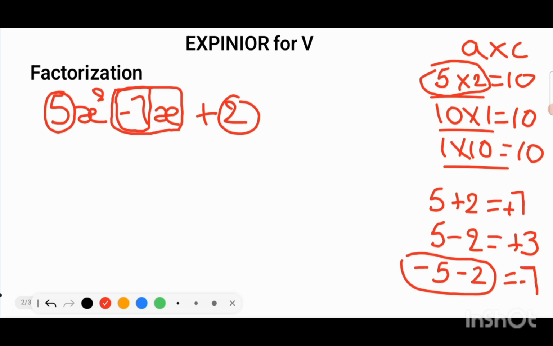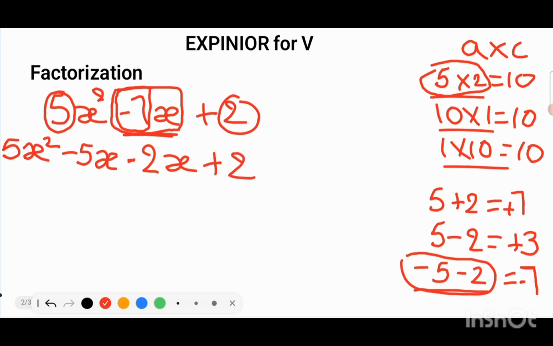Yes or no? Now what we do is, we will split the middle term. How? Minus 5 minus 2, so minus 5x minus 2x. So the minus 7x, which is the middle term, is split, that means we are expanding it, plus 2. Got my point?